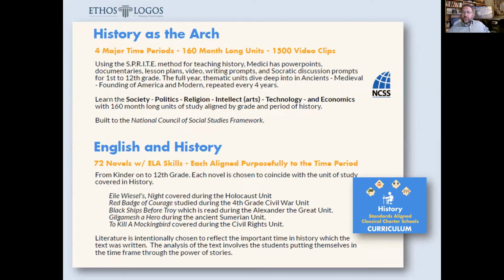History is the arc. There are 4 major time frames that we repeat 3 times. So the children or the scholars will see a unit, a particular time frame and unit, let's say the Renaissance, in 2nd grade, 6th grade, and 10th grade. And then the questions and the complexity of what their understanding is going up with each exposure back to that.